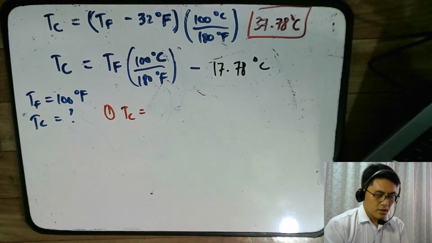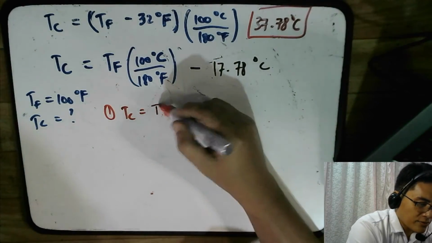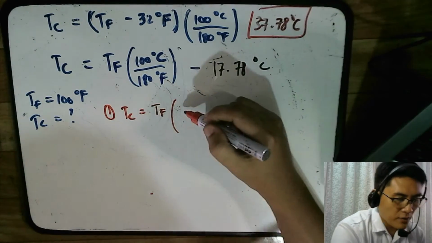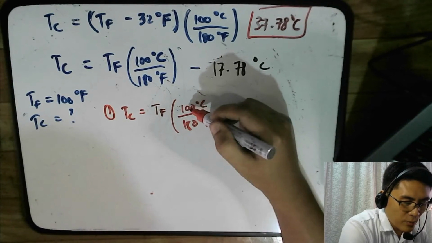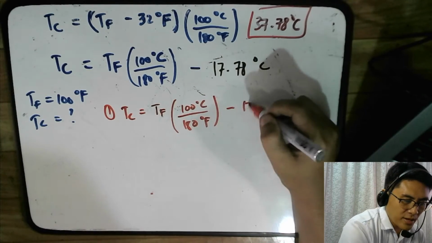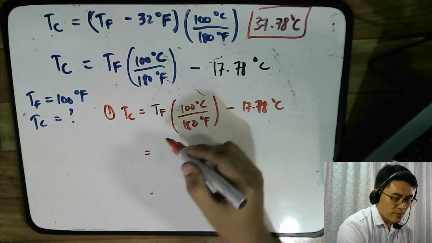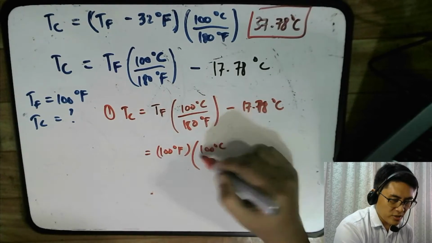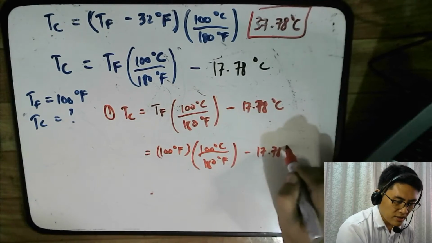Now, what happens if you use formula 2, which is, again, convert it first before subtracting the advantage? That means I have to take the temperature in Fahrenheit, and multiply it with 100 degrees Celsius for every 180 steps of Fahrenheit. And then I have to subtract 17.78 degrees Celsius from it. So again, this is 100 degrees Fahrenheit times 100 degrees Celsius over 180 degrees Fahrenheit minus 17.78 degrees Celsius.